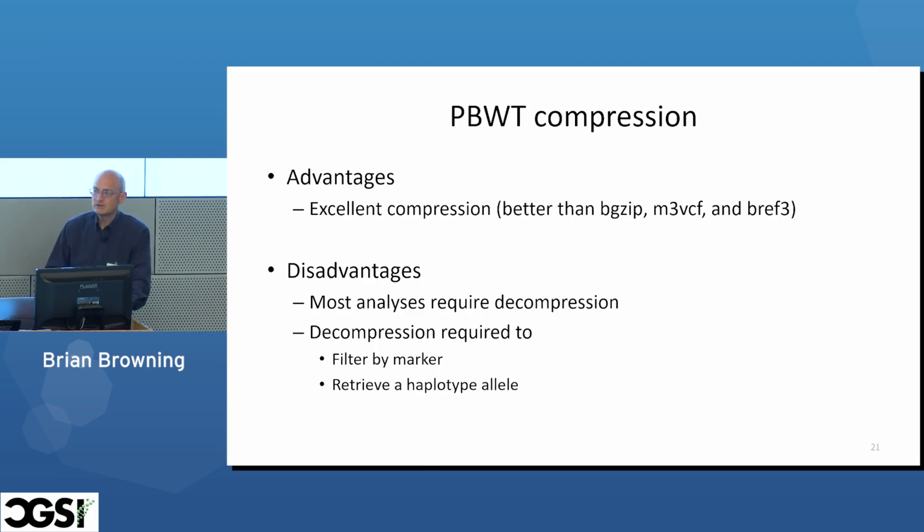Advantages: excellent compression. If you look at the papers coming out proposing new methods, they often use the PBWT because it gives very good compression. Disadvantages: most analyses require decompression. There are some that you can do, but some important ones that you cannot. You can't filter by marker. If you filter by marker and exclude a marker from the compressed data, you've just lost the ability to decompress anything after it. Not a good property. Retrieving a haplotype allele, again, you're going to have to decompress. If they use some kind of block approach, you have to decompress a whole block to get an allele. Again, you have to go to a lot of work. But the trade-off is you get very good compression.